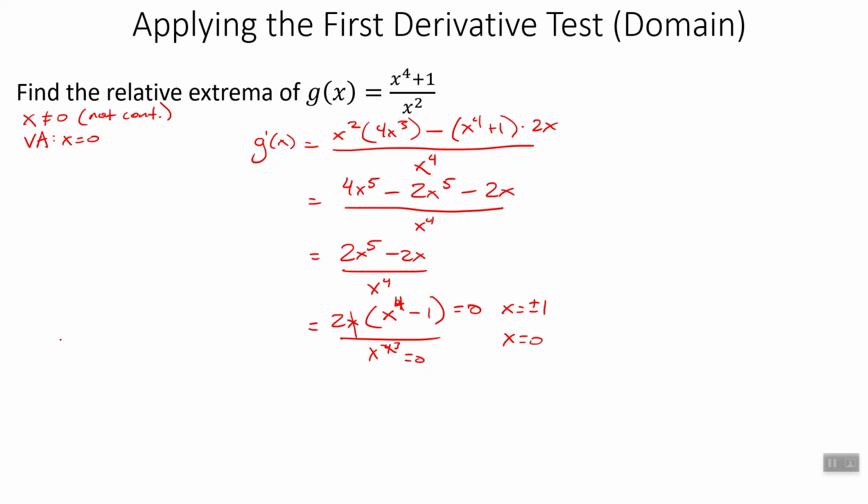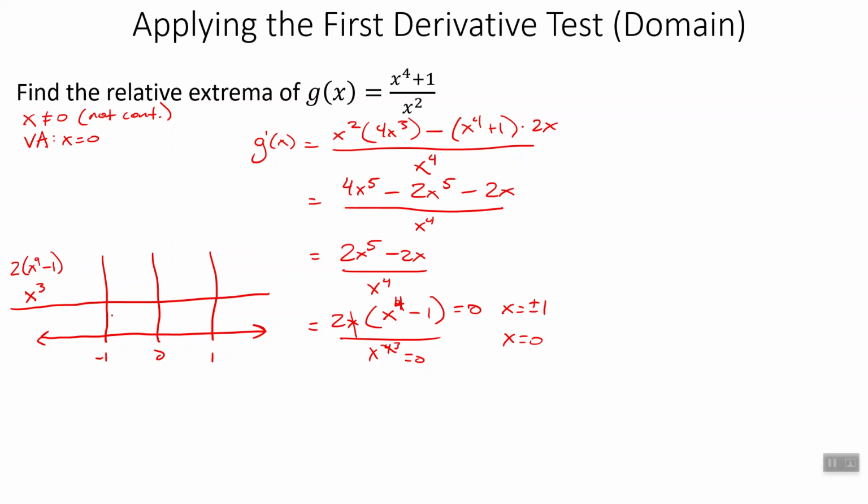So now let's look at our number line chart. So here's my number line. I've got to have negative 1, 0, and 1. I'm going to put the whole top together. Sometimes I factor it, sometimes I'll keep it together. It really doesn't matter. It's whatever is easiest for you to do. So there's our factors. X to the third, that's the easy one. It's negative if you plug in a negative number. It's positive if you plug in a positive number.